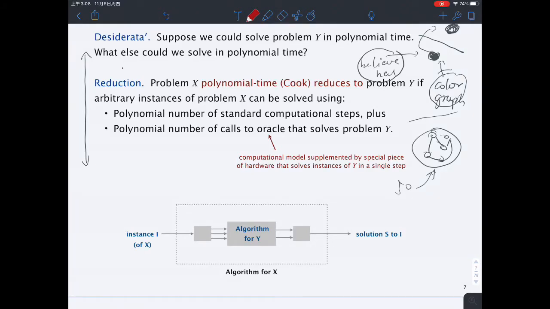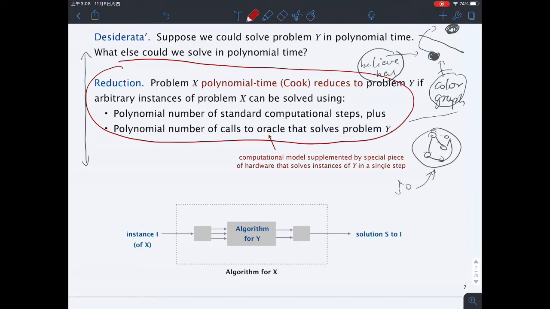So next, let's be specific and explain the notion of the reduction, the definition of the reduction. This block of text is talking about the reduction. Let me just read through that. Problem X polynomial time reduces to problem Y if arbitrary instances of problem X can be solved using first a polynomial number of standard computational steps, plus a second polynomial number of calls to an oracle that solves problem Y.